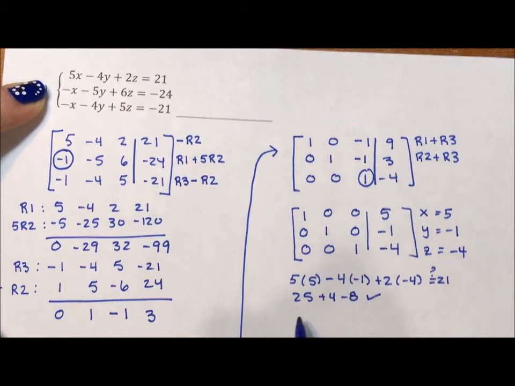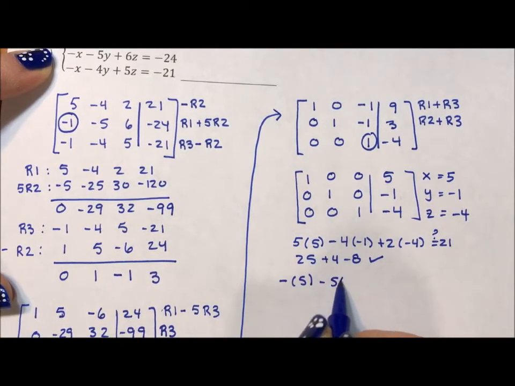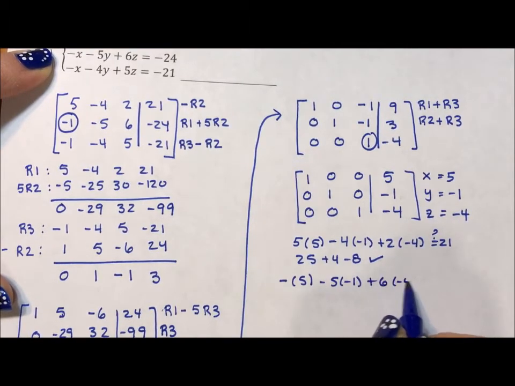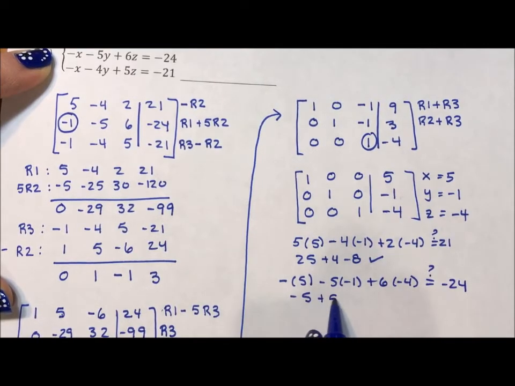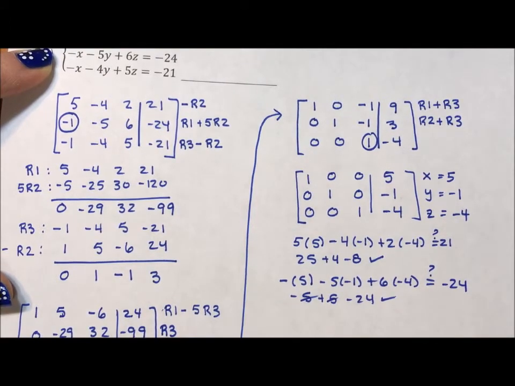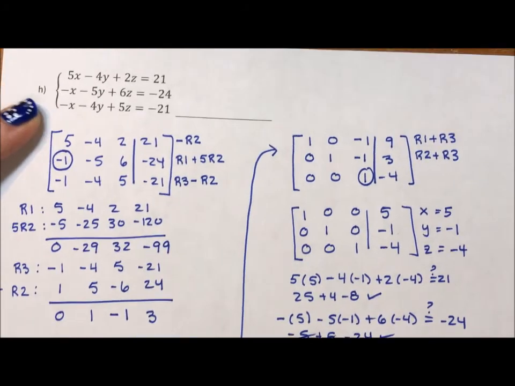Okay, for my next equation, is negative 5 minus 5 times negative 1 plus 6 times negative 4 really equal to negative 24? Negative 5 plus 5 minus 24. Yep. Okay, then last but definitely not least, we have negative 5 minus 4 times negative 1 plus 5 times negative 4. Does this actually equal a negative 21? That's negative 5 plus 4 minus 20. That works. So we are very happy with our answer.